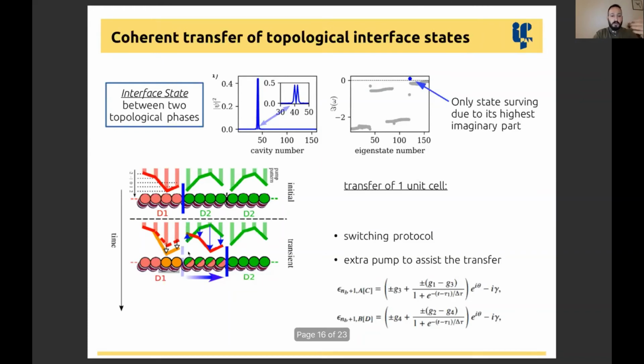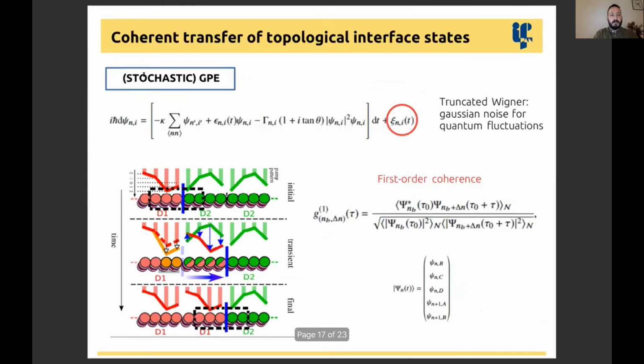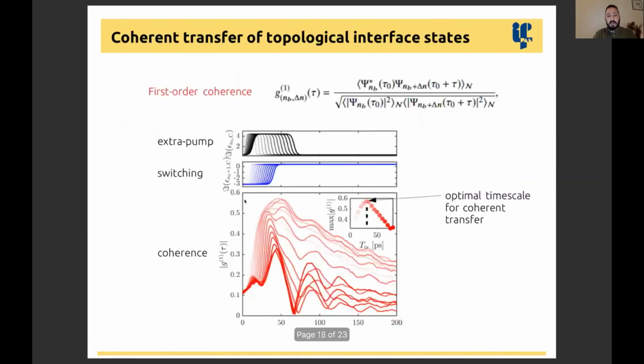So we implement a switching protocol to switch from one unit cell to the other, with also some assistance from some extra pump. So we take a stochastic Gross-Pitaevskii equation, which is the model I discussed before. We dress it with some white noise by means of the truncated Wigner approximation. This noise accounts for quantum fluctuations. So we are now able to compute the first order correlation function, both in space and in time. So what we are interested in is computing this correlation function along the time evolution.